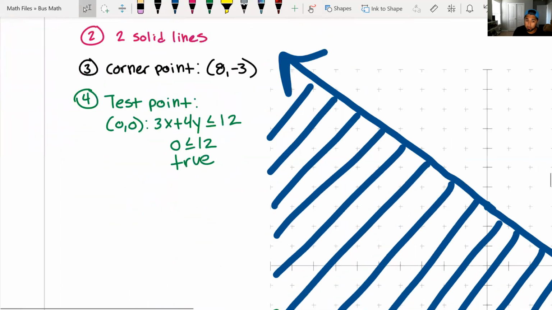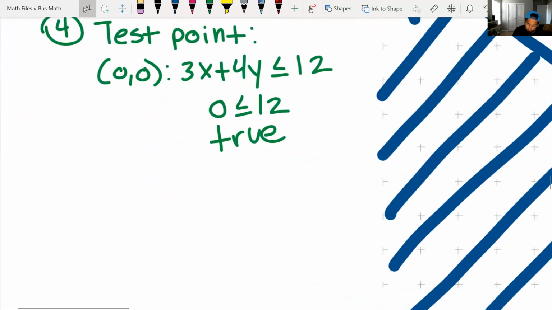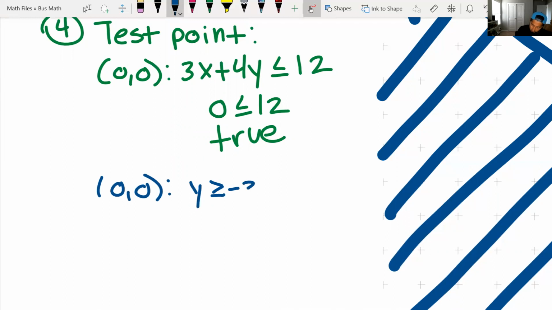inequality, y greater than or equal to -3. And the only thing we can do here is plug 0 in for y. And we'll get 0 greater than or equal to -3, which means, is that a true statement? And that answer is yes. This is true.